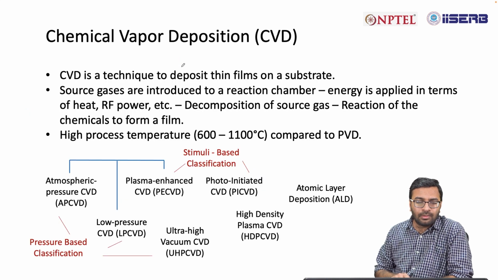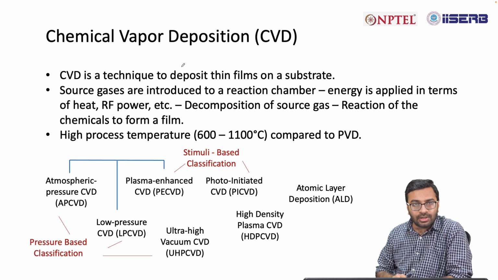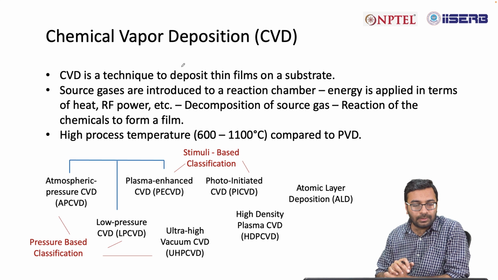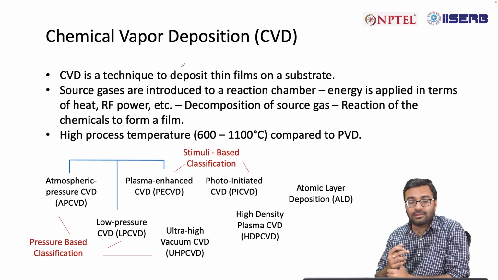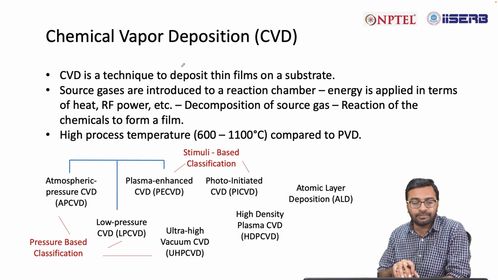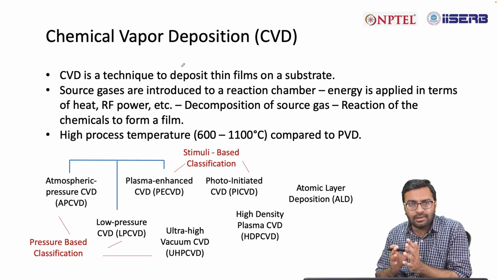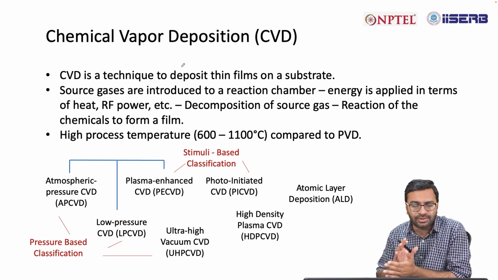Now, CVD is a technique to deposit thin films on a substrate that we already have seen. So, the ultimate purpose of CVD is to deposit thin film on a substrate. So, source gases are introduced to a reaction chamber, that is different gases involved in depositing different material will be inserted inside the chamber, and then energy is applied in terms of say heat, RF power or similar energy that can facilitate the reaction process.